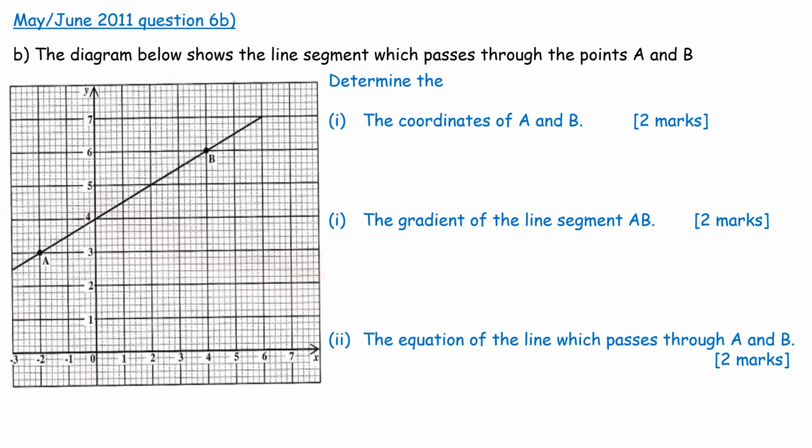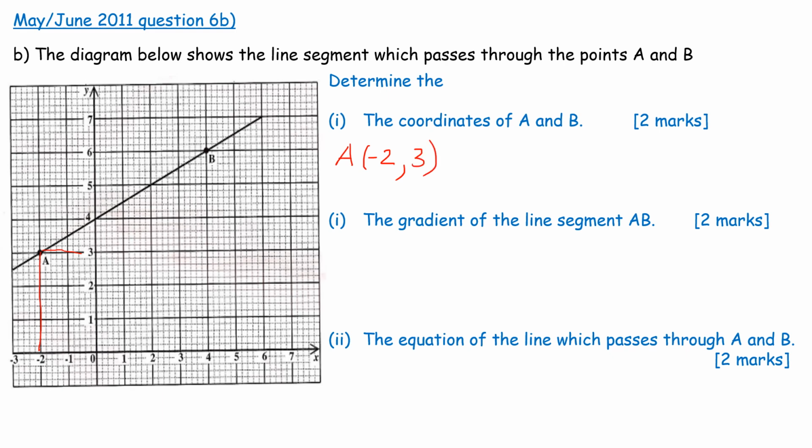Our second question, May/June 2011, question 6b. The diagram below shows the line segment which passes through the points A and B. So you can see that on the graph here. Determine the coordinates of A and B for 2 marks. So if we look at A here, and we're going to come down, let me just get my pen here. And remember, we take the x value first. So A is -2, and then we go across 3.